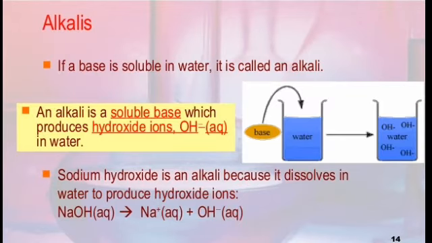Alkali. So what is an alkali? It is actually a base that is soluble in water. When a base is soluble in water, it is known as an alkali. For example, the alkali sodium hydroxide, when dissolved in water, forms sodium Na+ ions and OH- ions. So an alkali is a soluble base that produces hydroxide ions in water, such as sodium hydroxide.